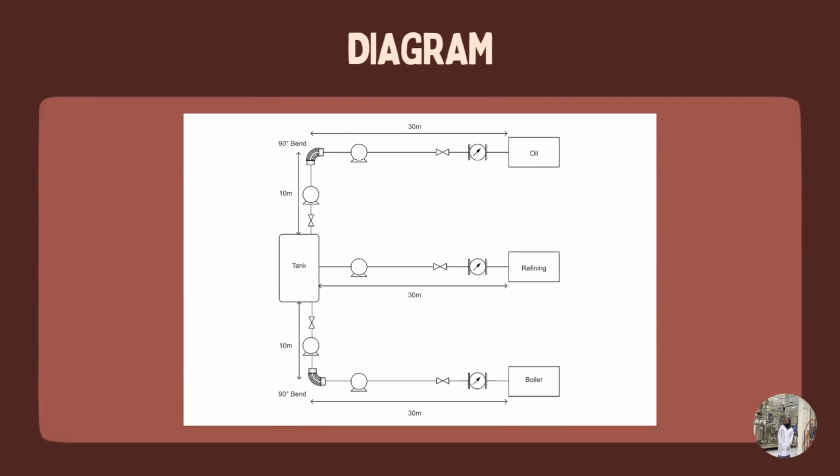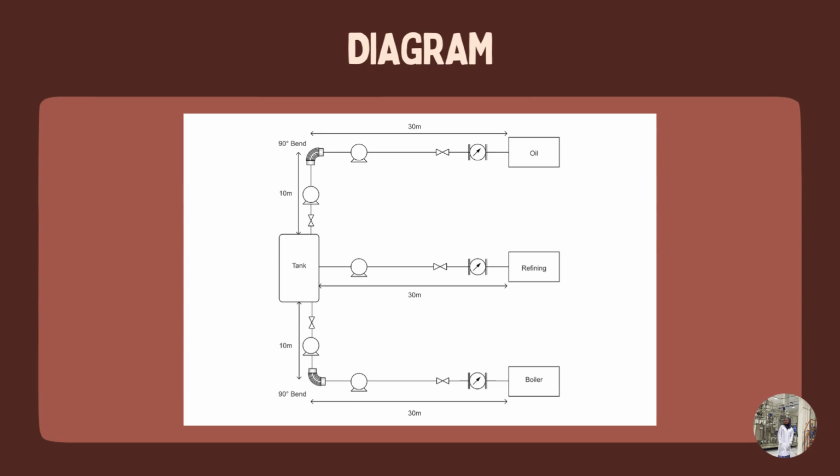This diagram represents a fluid distribution system for oil processing, where fluid is transported from a central tank to different sections using pump, pipeline, and valve. The tank serves as the main storage and distribution hub, with pump ensuring a steady flow through the system. Pipeline is equipped with control valve for regulation and flow meter for monitoring.